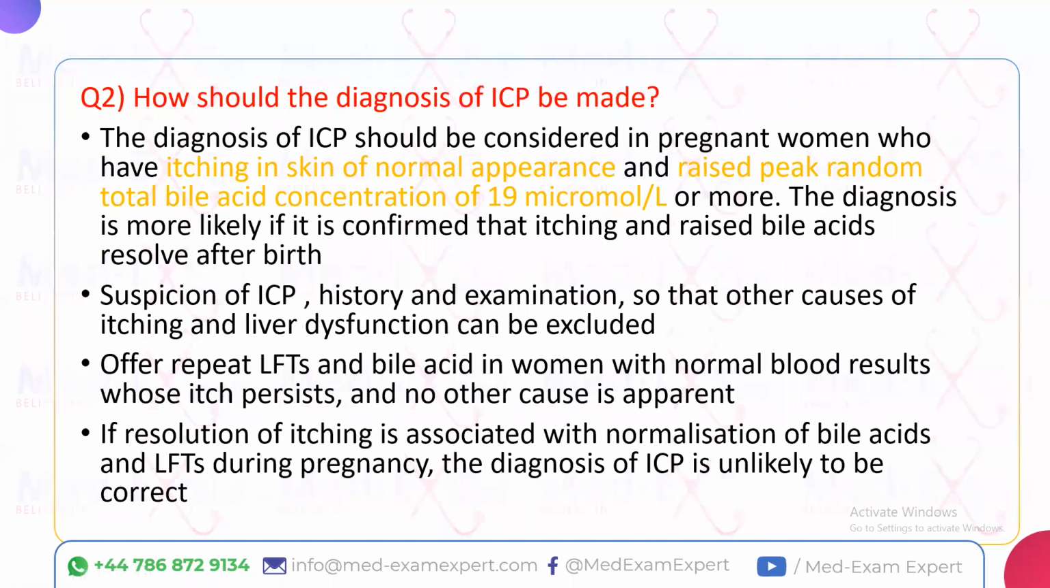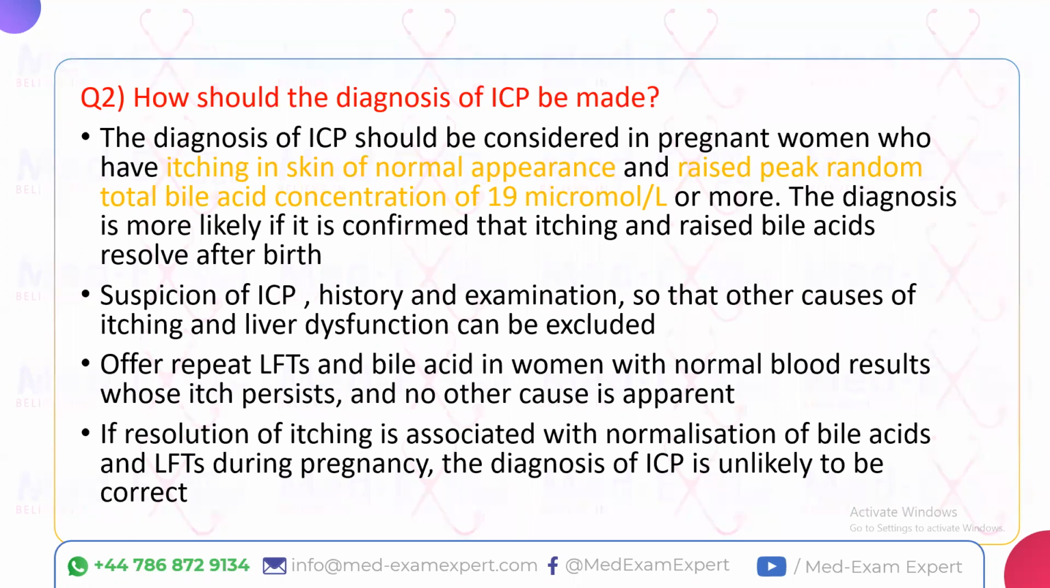Then how should the diagnosis of ICP be made? So again, we need to cram these lines: the diagnosis of ICP should be considered in pregnant women who have, number one, itching in the skin of normal appearance. This is the first thing. And the second thing is raised peak random total bile acids concentration of 19 micromole per liter or more. Okay, so it doesn't have to be fasting bile acids. It can be a random peak, raised total bile acid.